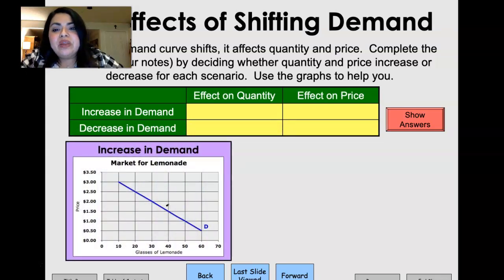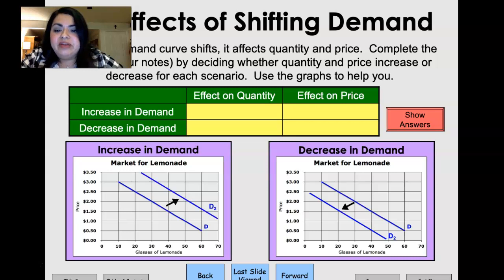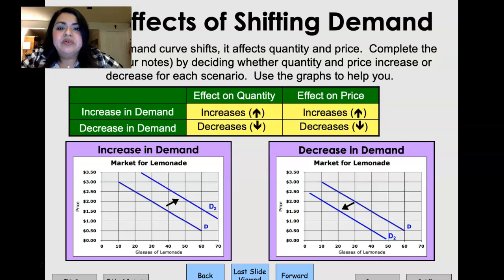So if there is an increase in demand, let's review here, let's do the graphs first. If there's an increase in demand, you're just going to draw a line to the right, and label it D2 with a little arrow. If there is a decrease in demand, you draw a line to the left, and label it D2 with an arrow.